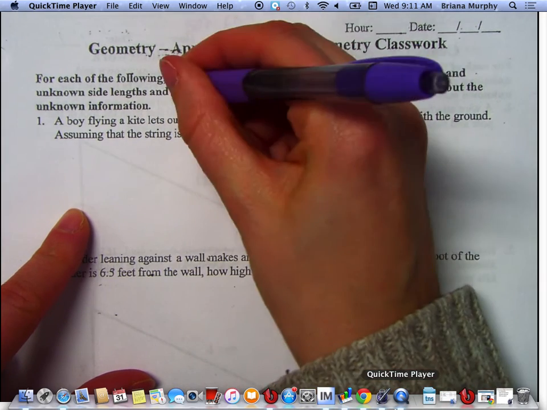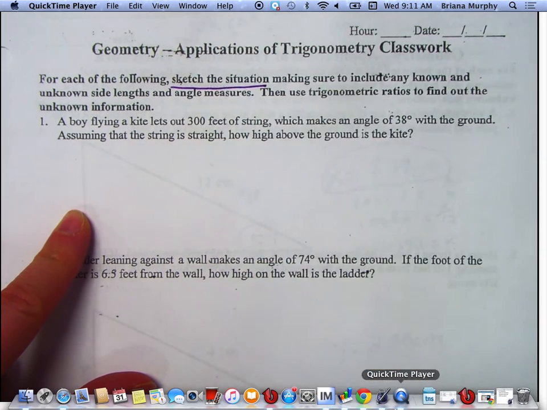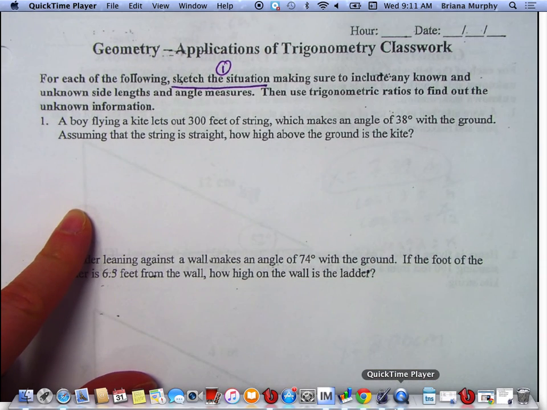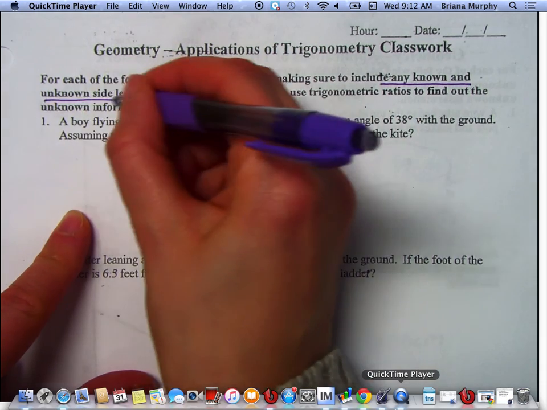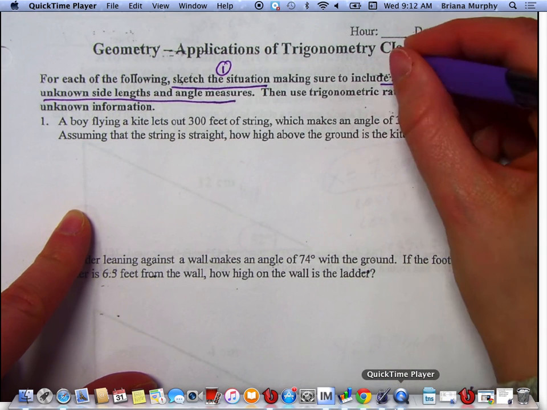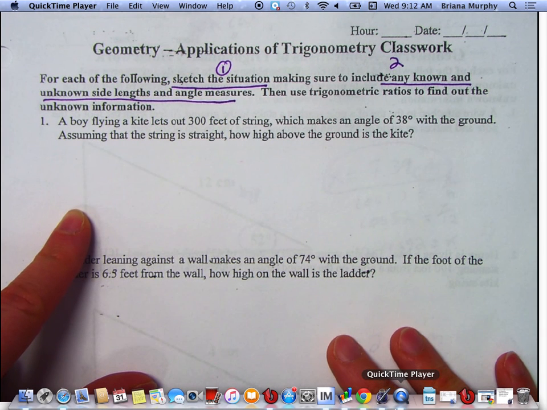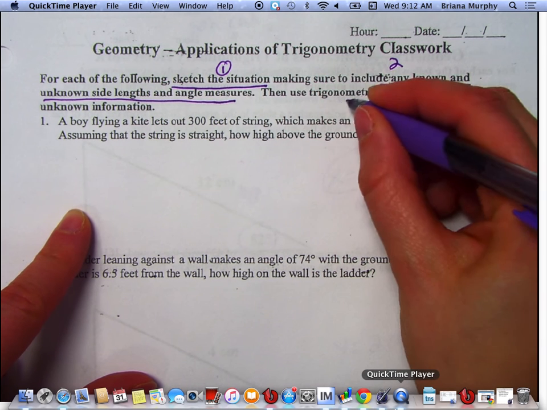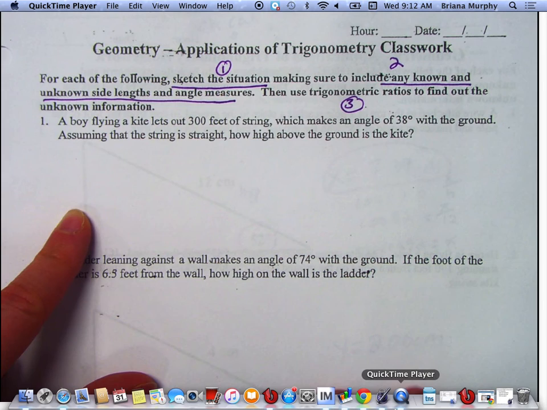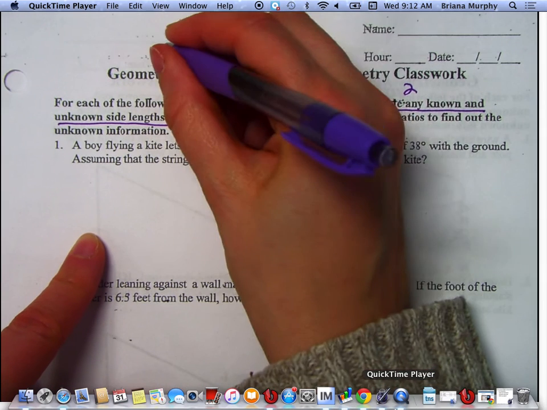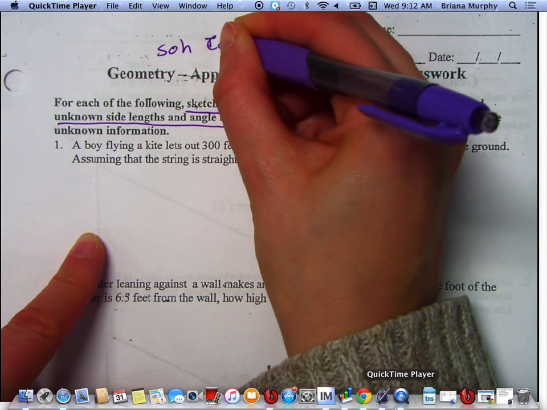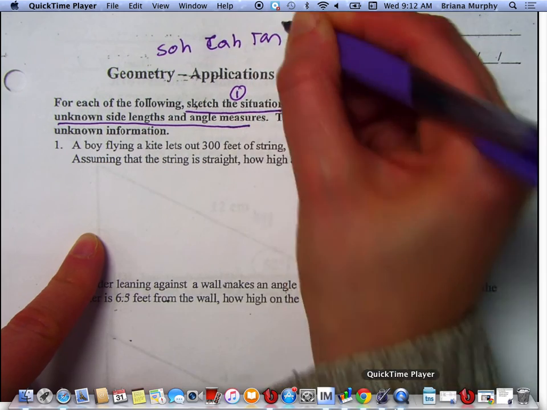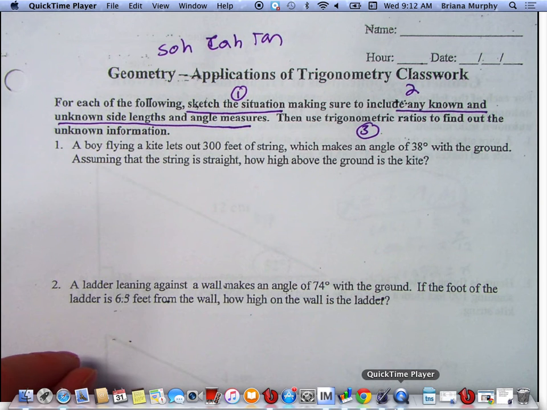So it's telling us to sketch something first. That's step number 1. Make sure to include any known, unknown side lengths, and angle measures. That's step 2. Then step 3 says, then use trigonometric ratios to find the unknown information. And we know that trigonometric information is SOHCAHTOA, sine, cosine, and tangent. SOHCAHTOA. Okay?